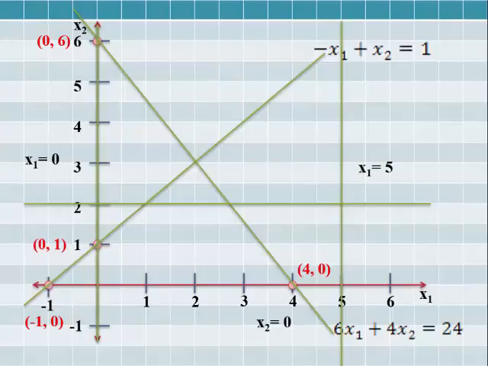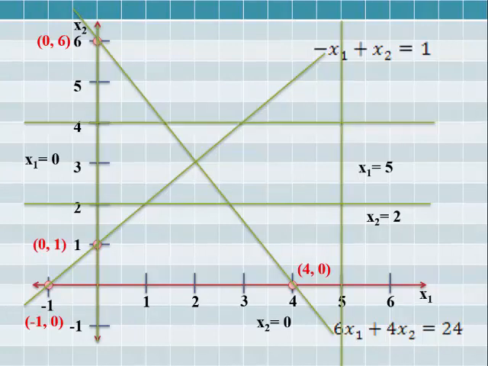Then to represent the fourth constraint, that is 2 less than or equal to x2 less than or equal to 4, we have to draw two lines, that is x2 equal to 2 and x2 equal to 4. So the portion between these two lines will represent the fourth inequality constraint. So this is the line x2 is equal to 2, and this is the line x2 is equal to 4. So the portion between them represents the fourth constraint. Okay, so now all the constraints have been represented in the graph.